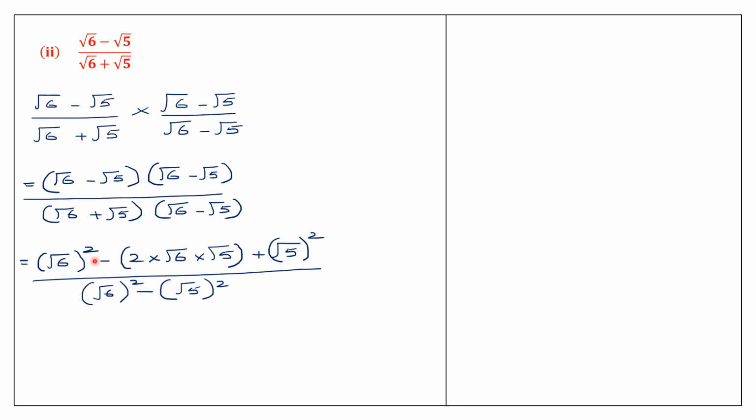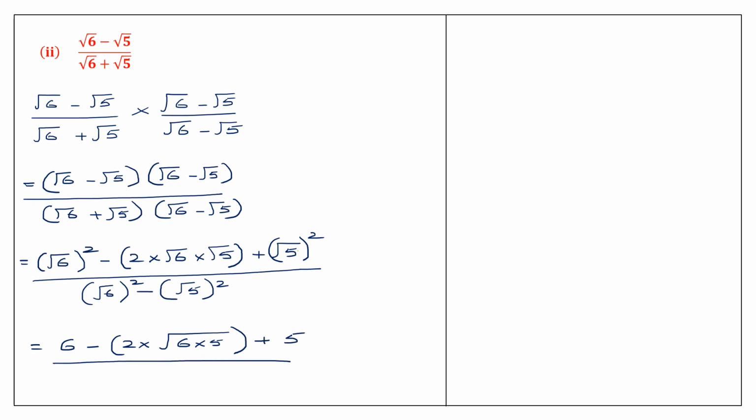Now root 6 square means root 6 into root 6, making it just 6. So that is 6 minus, now here we have 2 into the root of 6 into 5 plus 5 square is 5 into root 5 into root 5, which is 5.